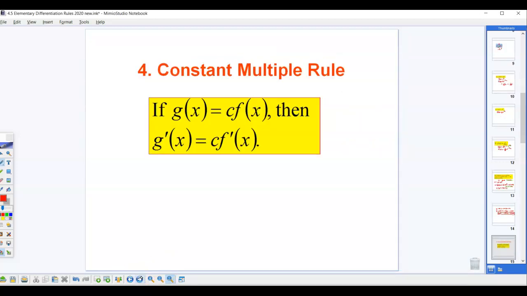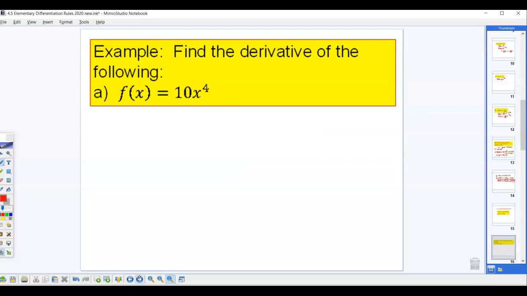Now, our next rule is the constant multiple rule, which is very similar to the power rule. All it says is if I have a constant out front, I just take the derivative and then multiply my derivative by my initial constant. Taking a look at an example, if our function is 10x to the 4th, to find the derivative, I bring the 4 out front just like before, but I have a coefficient of 10, so 4 times 10 is 40. And then I subtract 1 from my exponent to get x cubed. So that would be my final answer.